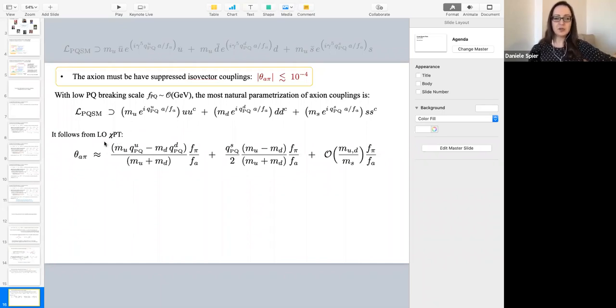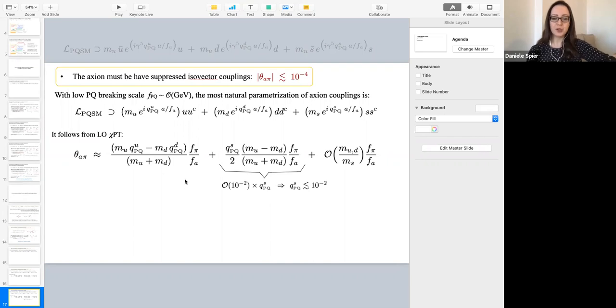And so if you just use chiral perturbation theory at leading order, you consider the axion a phase of the quark mass matrix, and you just follow the standard procedure. You can compute what is the axion mass and what's the axion mixing with pions and etas and eta primes. And in particular, the expression that you get for axion-pion mixing at leading order in chiral perturbation theory is given by this thing. So let me discuss term by term here.